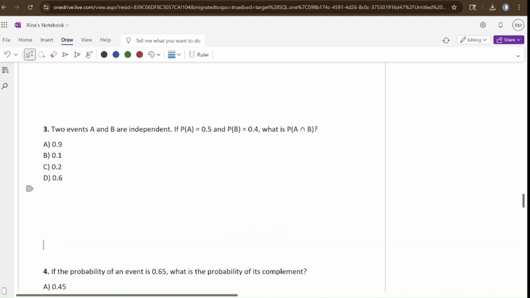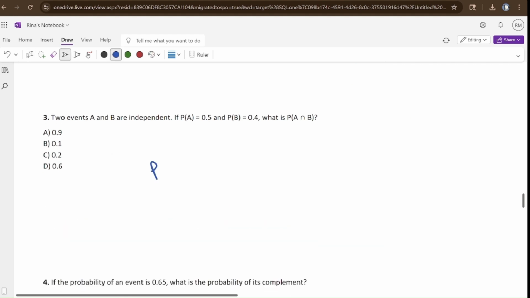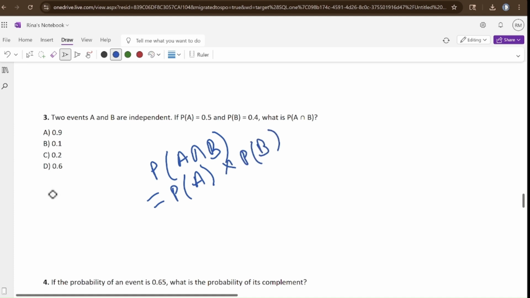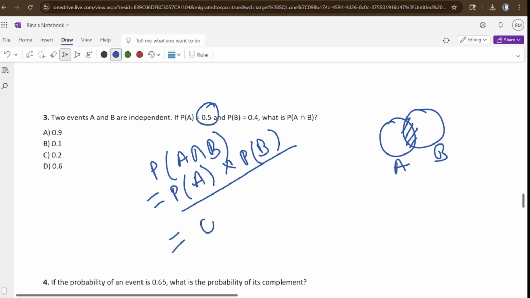Now, two events are independent. Independent event means P of A intersection B equals P(A) into P(B). Okay, they are not dependent on each other, they are completely independent. So they occurring together is P(A) into P(B), this portion. This is A, this is B. So here P(A) equals 0.5 and P(B) is 0.4. So it will be 0.20.